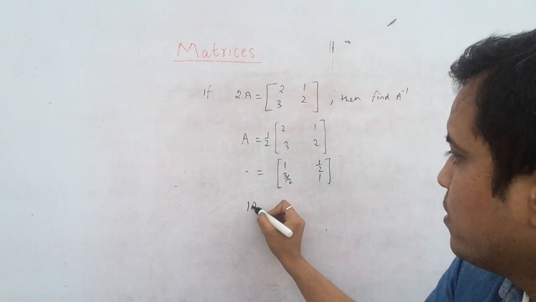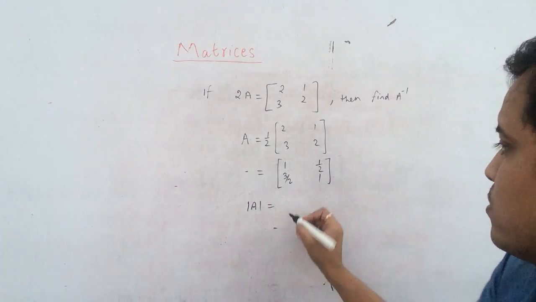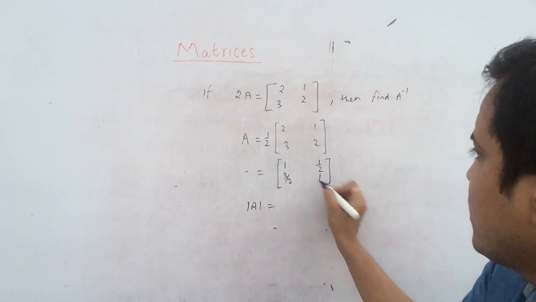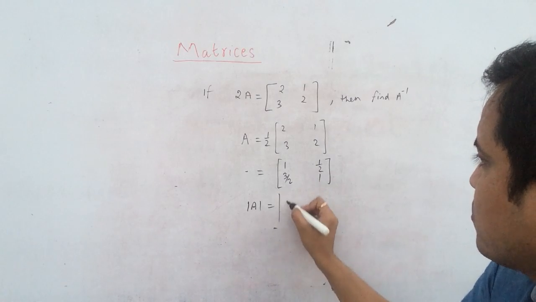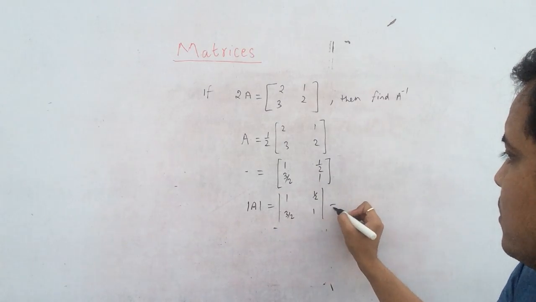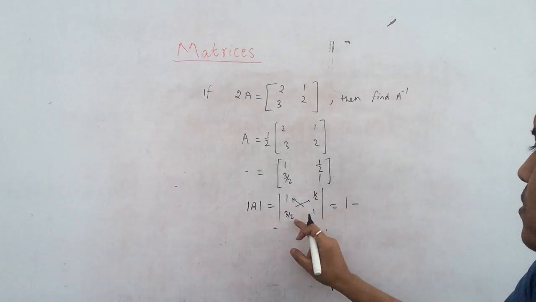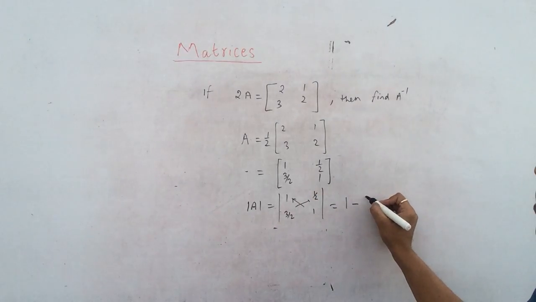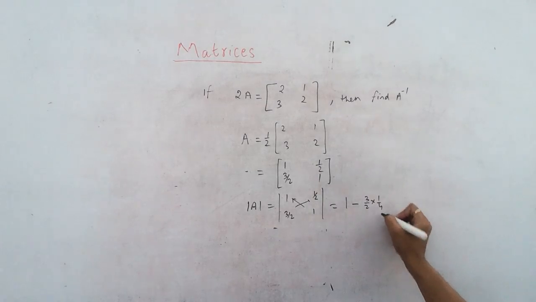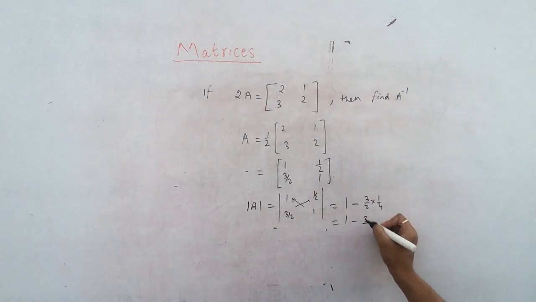Now you have to find A inverse. So A should be non-singular, so find the determinant of A. Left cross minus right cross: with A as 1, 3 by 2, 1 by 2, 1, it is 1 minus 3 by 2 into 1 by 2. 3 by 2 into 1 by 2 would be 3 by 4, so 1 minus 3 by 8.